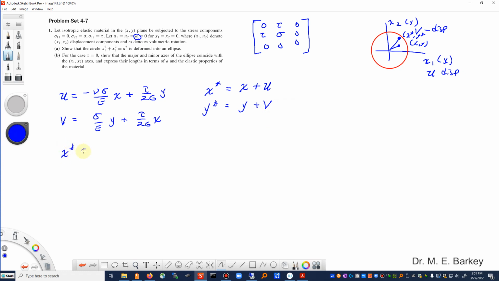Let's write it here. So I'll have x star equals 1 minus nu sigma over E times the quantity x plus tau over 2G times y. And my y star would be equal to, I want to write the x term first for a reason, tau over 2G times x. I'll have a plus 1 plus sigma over E times that quantity times y.